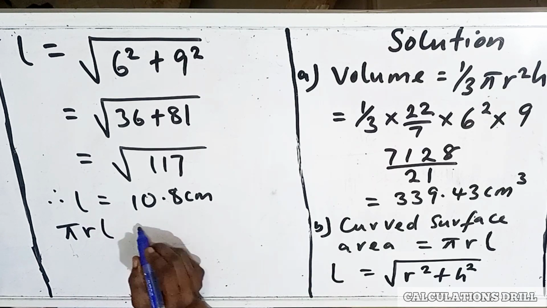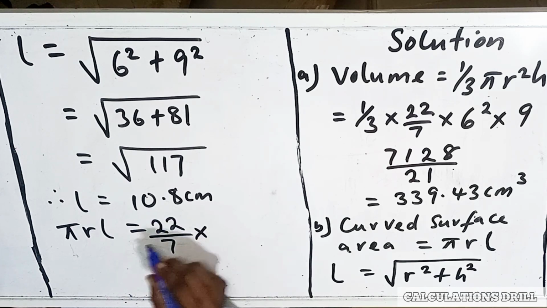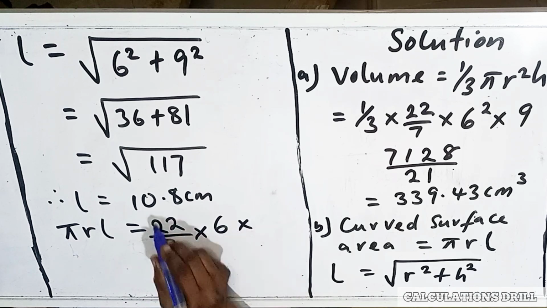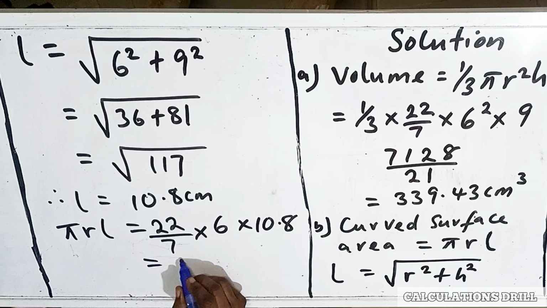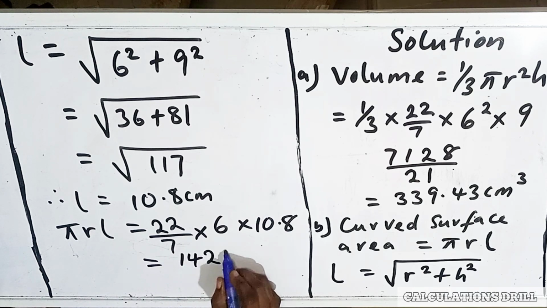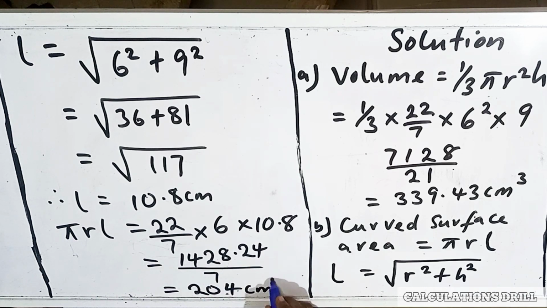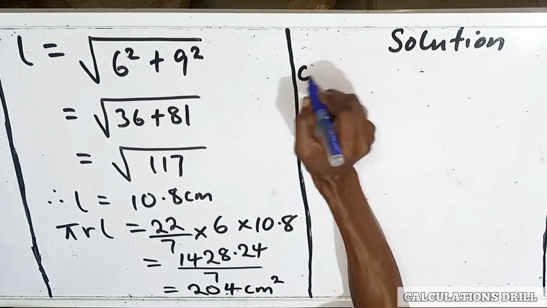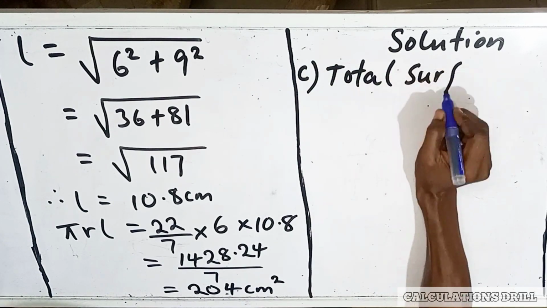So now we quickly solve for our curved surface area since we have our L. So remember, pi is 22 over 7, radius is 6. Then we put in the value of L. When we do that, our answer will be 1428.24 over 7. And when we divide that, we got 204 centimeter square.